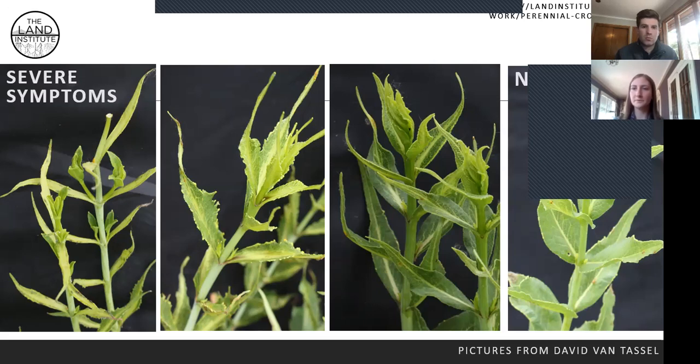In some years we get very little rust, and so that's a problem for breeding, because we don't know which plants to select and which ones are really resistant. But we want to be able to do those types of trials in an inoculated setting in the field, or even better in the greenhouse.